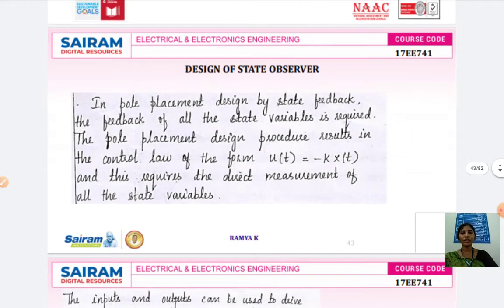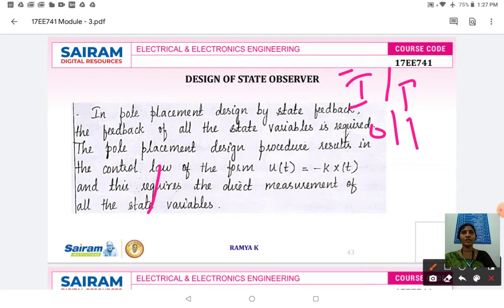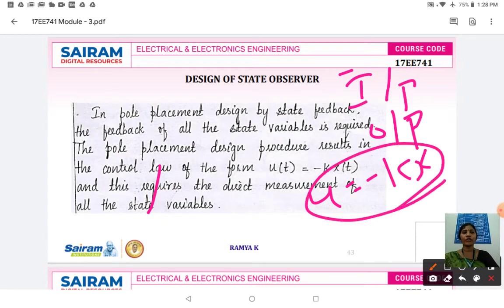So first we should understand why the state observer is required. In case of state feedback gain, only the output is going to play a vital role in driving the complete system. Whereas in case of your state observer, both your input as well as your output will drive the entire system. So here the control input is u equal to minus k x, which is nothing but your feedback, and along with this your input also plays a vital role. Both your input as well as your output play a vital role in driving the complete system.